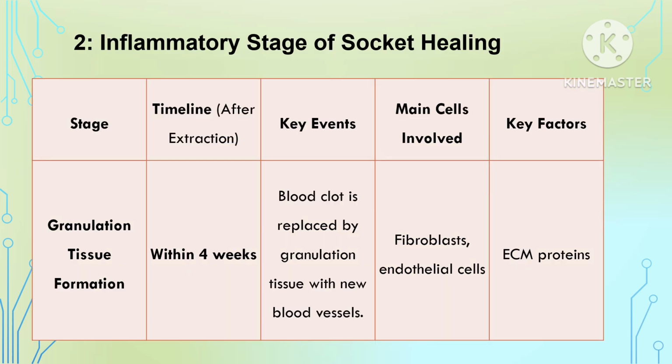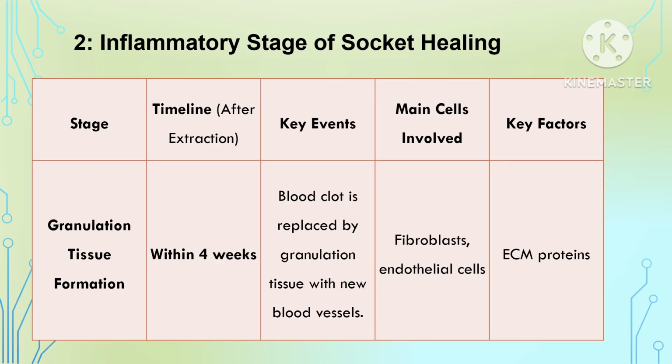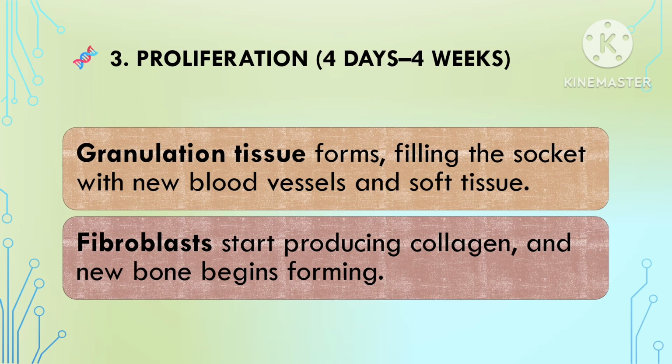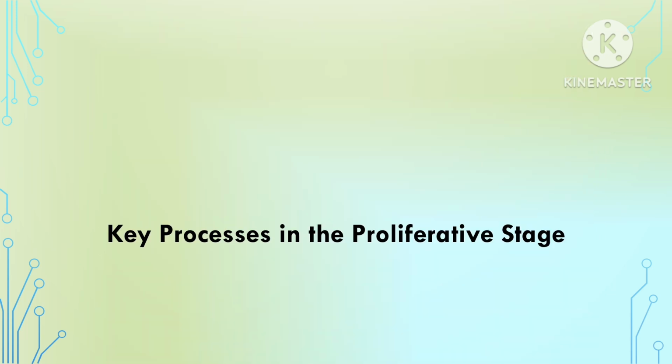And by the end of the 4th week, the blood clot is replaced by granulation tissue, which is rich in new blood vessels, fibroblasts and inflammatory cells. This marks the transition to the proliferative stage, where new bone and soft tissue formation begins. The proliferative stage is primarily focused on tissue formation and repair. This stage lasts about 4 to 24 days and it involves several key processes.